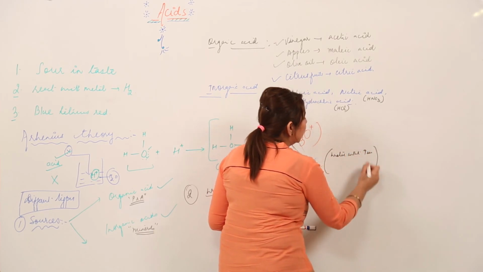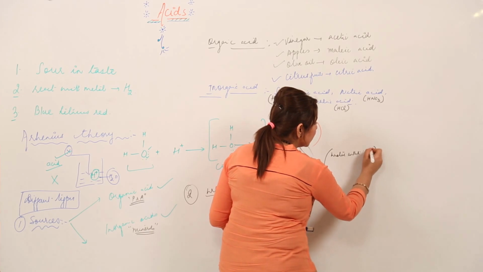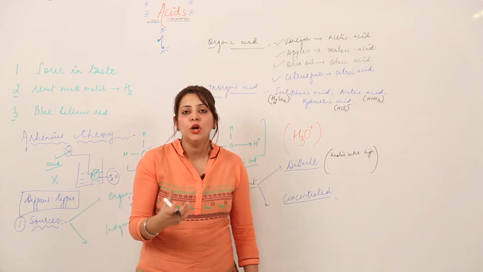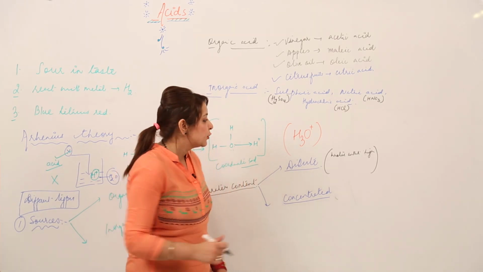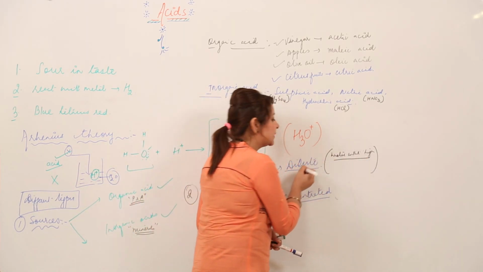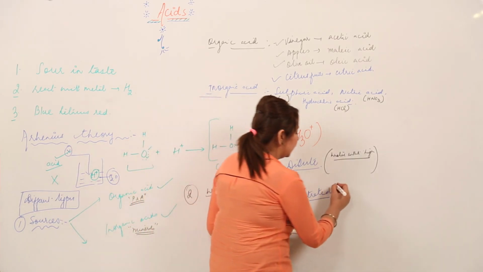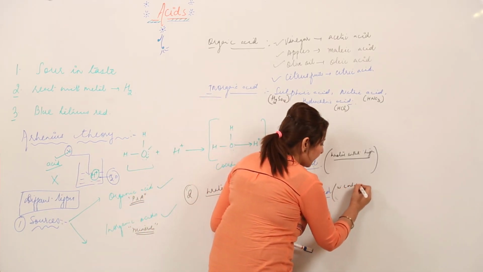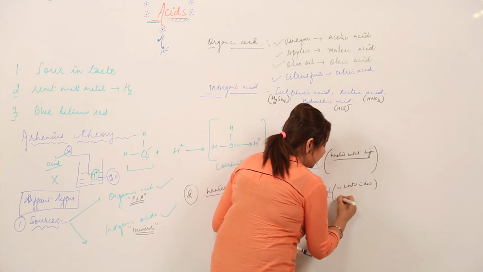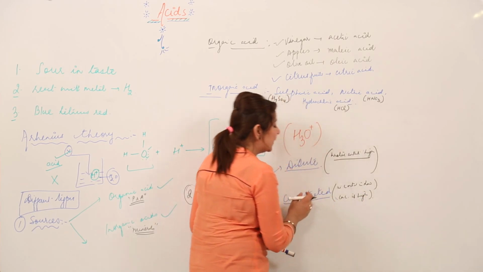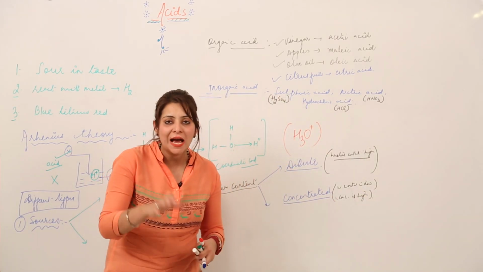If the water content is high, that means the water content is more and the concentration of the salt in its aqueous solution is less. So it is called a dilute solution or dilute acid. And if the water content is low and the concentration is high in its solution, then it is called a concentrated acid.